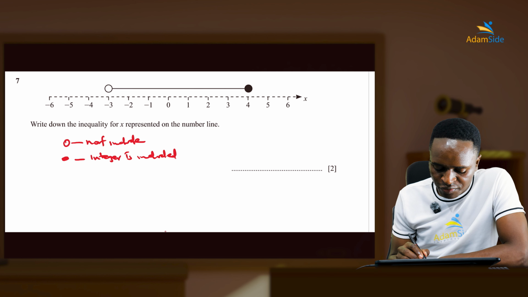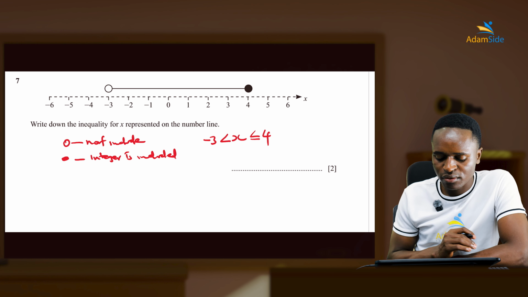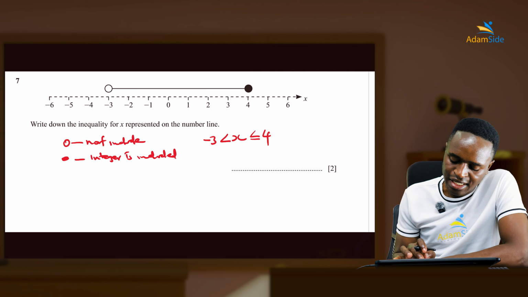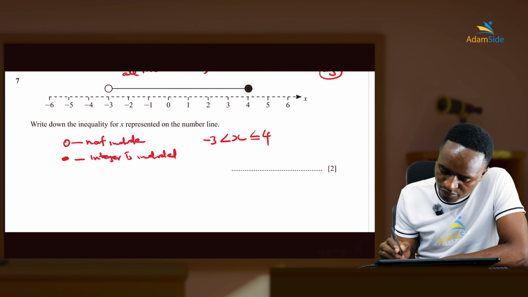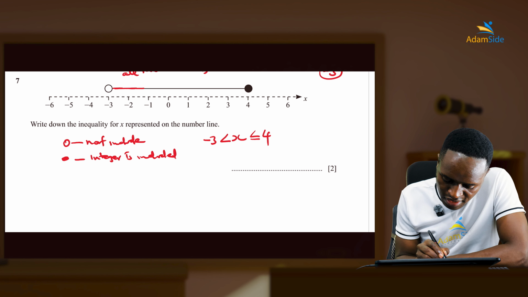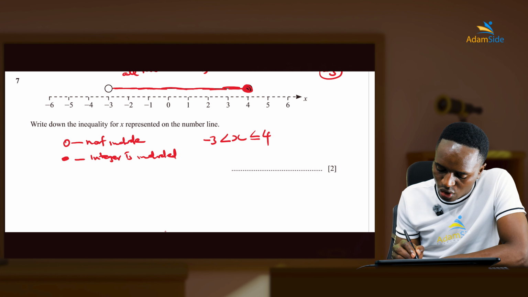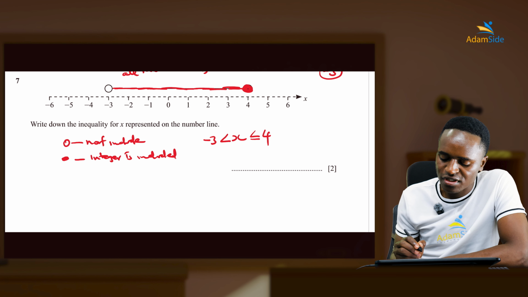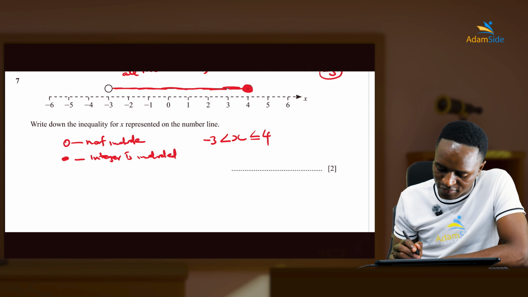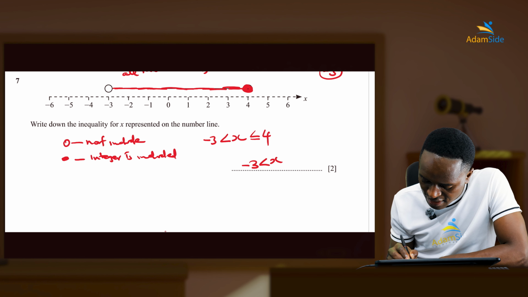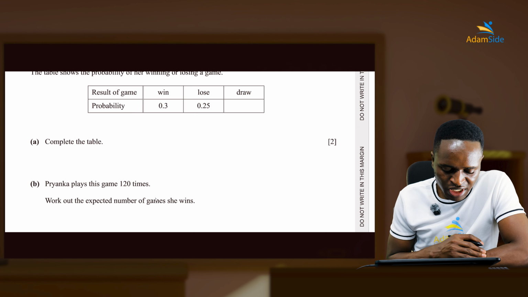So we say -3 is less than x, but x is less than or equal to 4, because -3 is not part of the question. So we say -3 is less than x because all the values are greater than -3. So here you can see all the values of x are greater than -3 but less than or equal to 4. They don't exceed 4, positive 4. So our answer is -3 is less than x and x is less than or equal to 4.